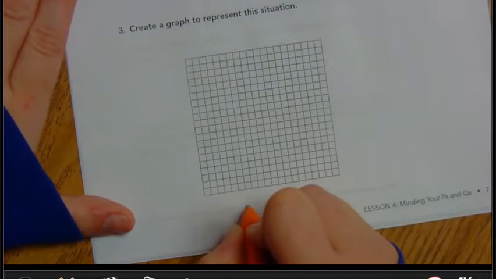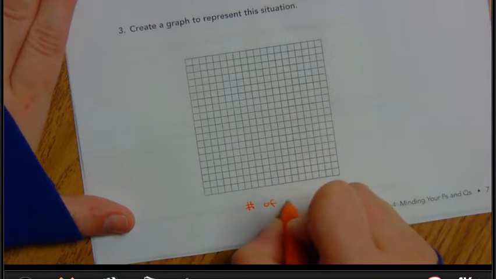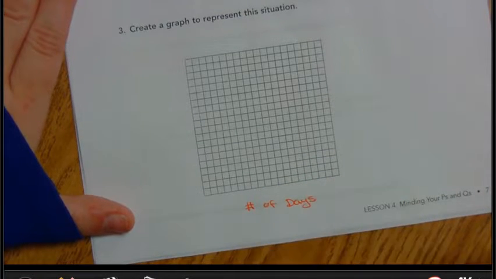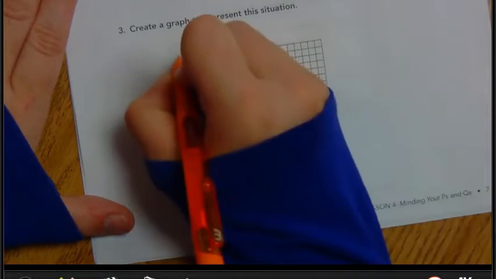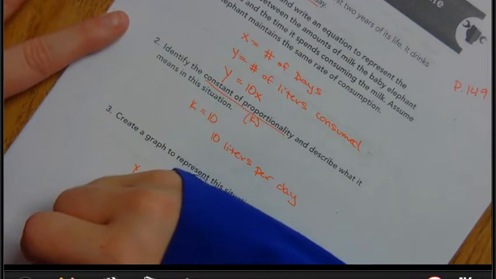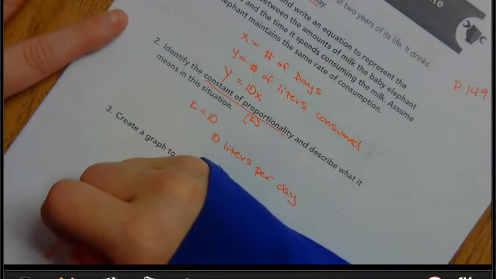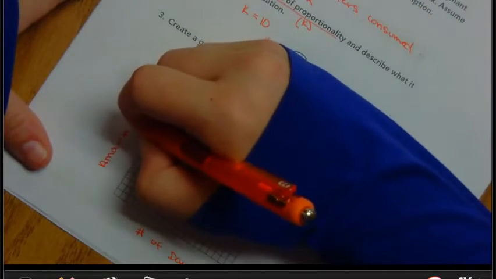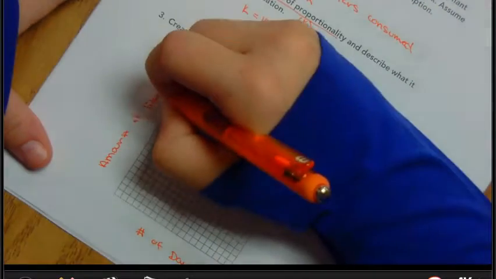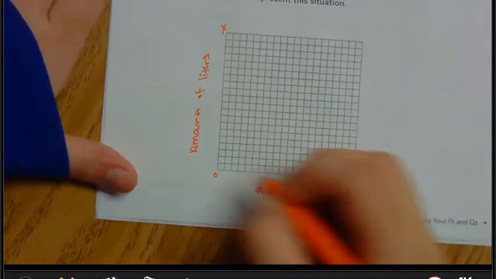So we know that my x variable, which is my x-axis right here, is the number of days consumed. Okay, so this is x, and this is y, and the y is the amount. Can you guys see that? There you go. Amount of liters consumed. Well, I know that it's 0, 0.